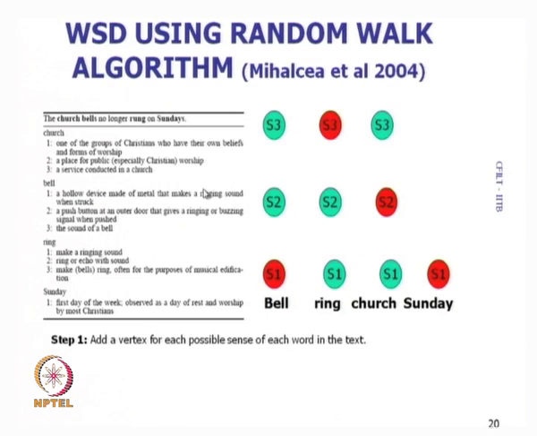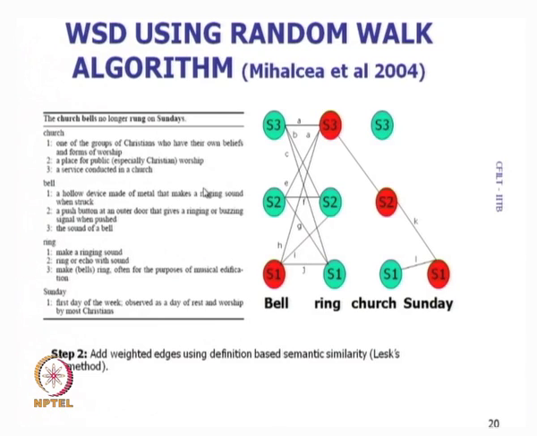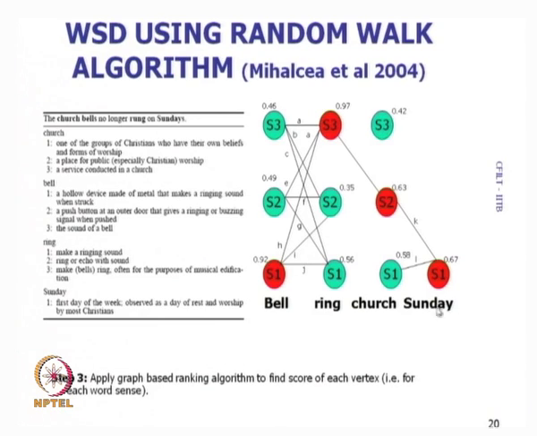If we look at this problem of word sense disambiguation using random walk, then the problem is as follows. We have the words in a sentence, and on each word we erect a column of senses. Okay. So, bell has 3 senses, 1, 2, 3: a hollow device made of metal that makes a ringing sound when struck, a push button at an outer door that gives a ringing or buzzing signal when pushed, the sound of a bell. So, these senses are erected on the word bell. Similarly, ring, church and Sunday, all of them have senses shown.